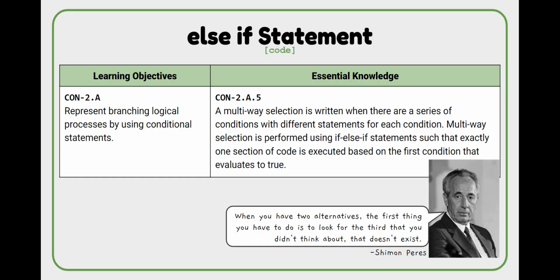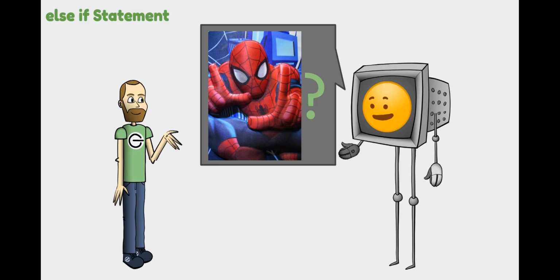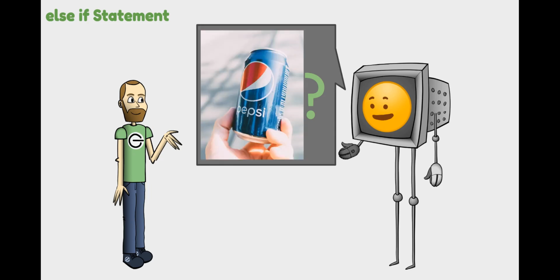This leads us to another new statement, the else if statement. Still, it's the same learning objective. Represent branching logical processes by using conditional statements. Previously, we had seen questions that only have 2 possible outcomes. So if you asked me if I was Spider-Man and I said no, you don't need to have a follow-up question. Or if you asked me if I wanted some Pepsi to drink and I said yes, you don't need to ask me if I don't want Pepsi. You don't need to ask that follow-up question.